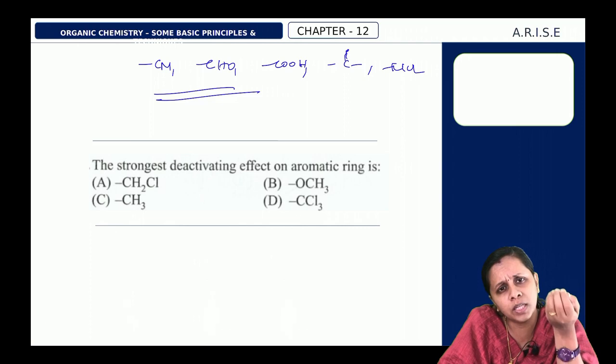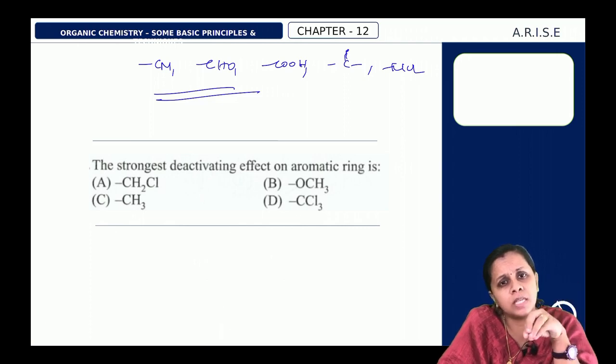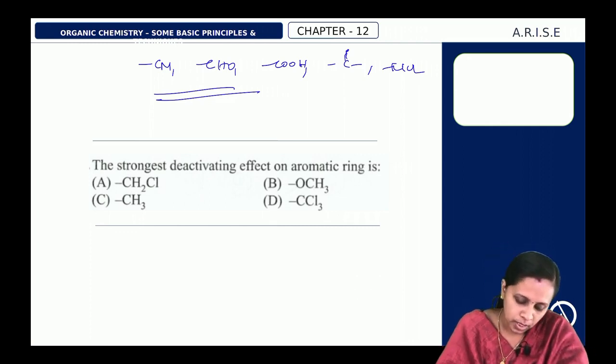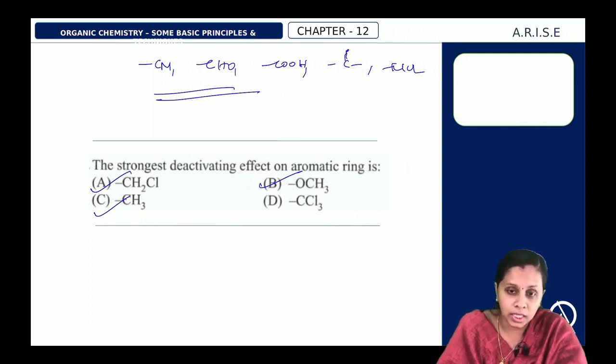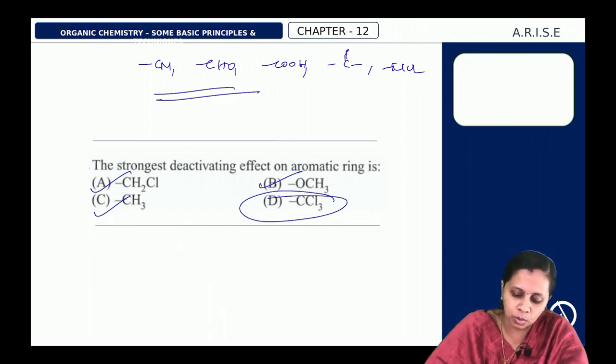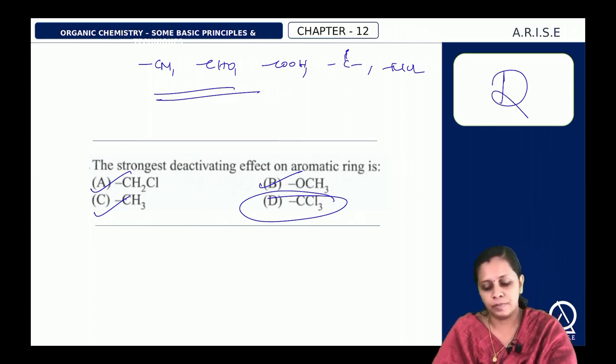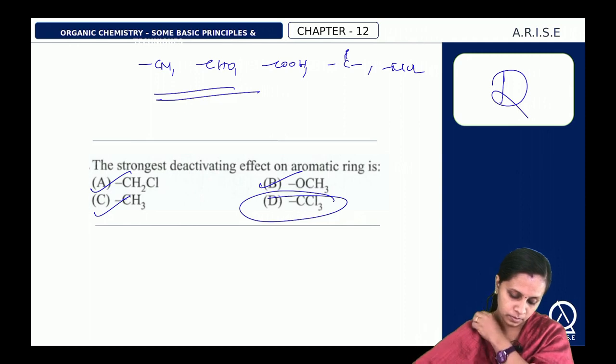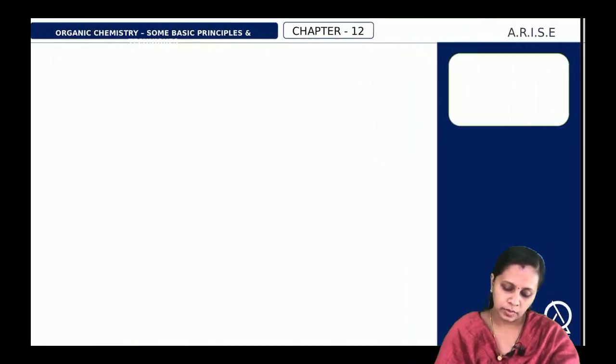So what are activating groups? When a group is attached to the benzene ring and gives electrons to the benzene ring, it is known as an activating group. Out of these, CH2Cl, OCH3, CH3 are all ortho-para directing. All ortho-para directing groups are activating groups except halogens. So out of this, which is the deactivating group? CCl3 is the deactivating group. So it is option D. Now we can move on to the next question.